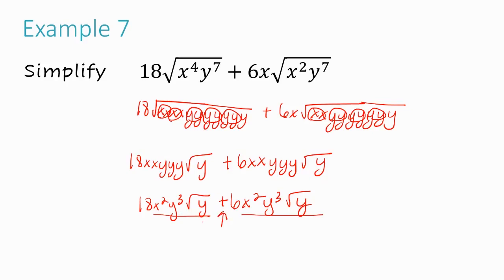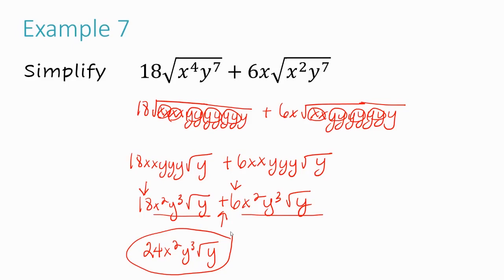And in this case, the operation is addition. So 18, which came from here, plus 6. What is that? 24. And then everything else just gets added onto the end. X squared y to the third square root y. So the answer to example number 7 is 24x squared y to the third square root y.